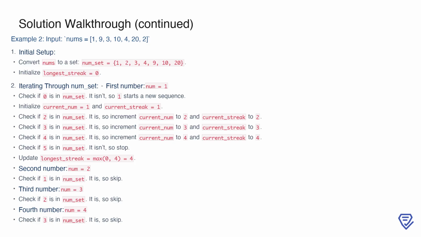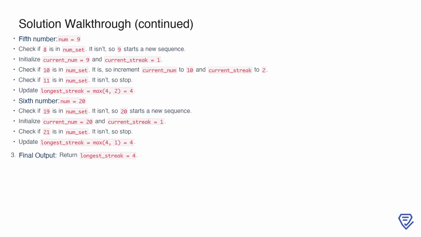Checking sequentially, we find 2, 3, and 4 in the set, incrementing current_number and current_streak each time. However, 5 is not in the set, so we end the sequence and update longest_streak to 4. For the numbers 2, 3, and 4, we find they're already part of an existing sequence, so we skip processing them further. Next, we encounter the number 9.